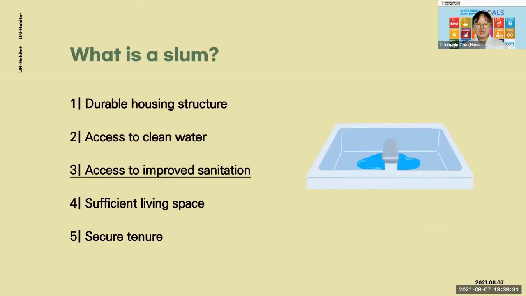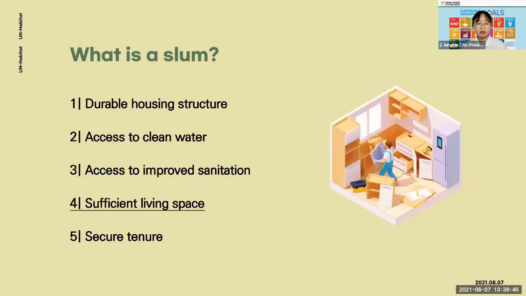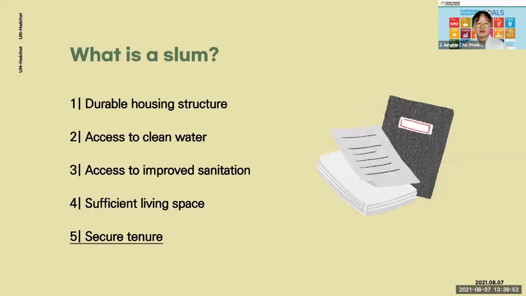And number 3 is access to improved sanitation, which means access to a facility with an excreta disposal system that hygienically separates human waste from human contact, such as flush toilets or latrines connected to a sewer, septic tank, or pit, etc. Number 4 is sufficient living space, where not more than 3 people share the same habitable room. And number 5 is secure tenure, where members of the household should have a legal status against arbitrary unlawful evictions, harassments, as well as any other threats.